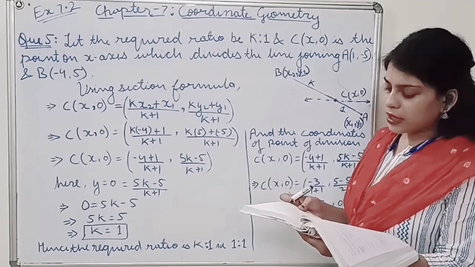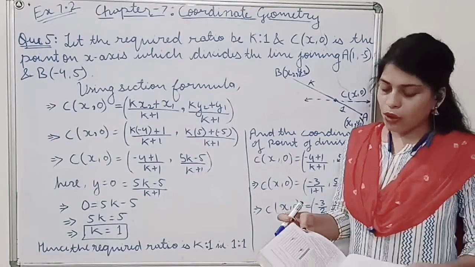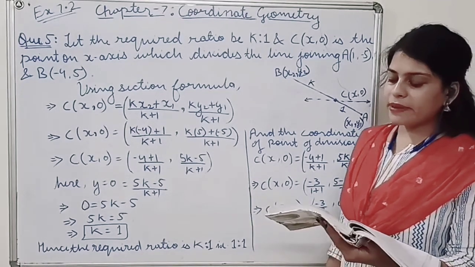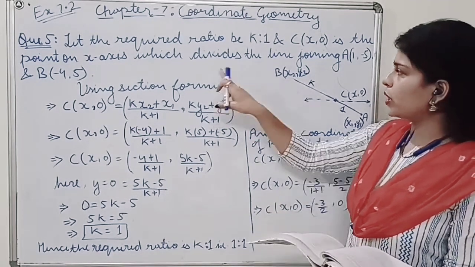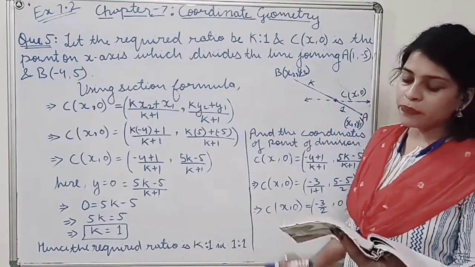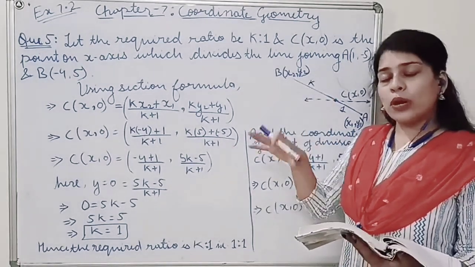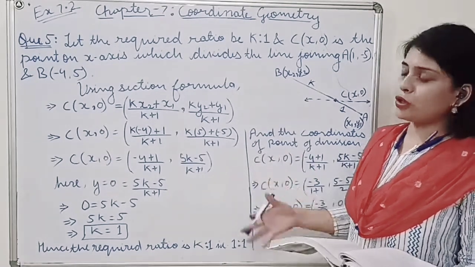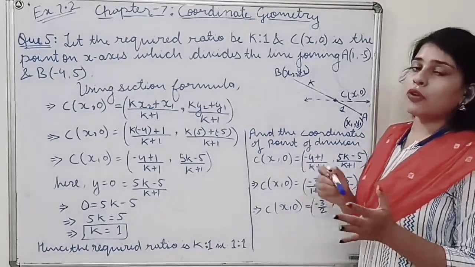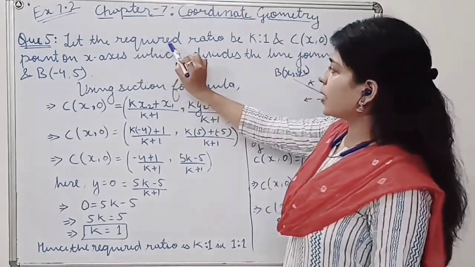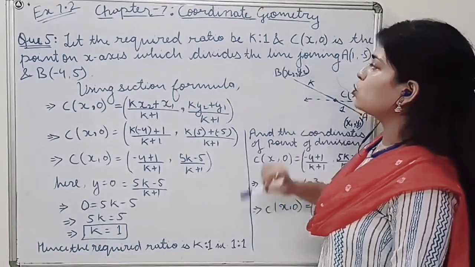The question is asking to find the ratio of the division of the line segment joining the 2 points whose coordinates are given, A and B, and also the coordinates of the point of division. First of all, what we will assume in this question: let the required ratio be k:1.